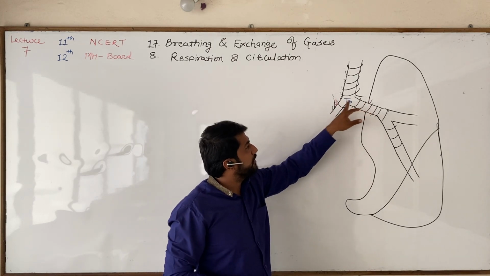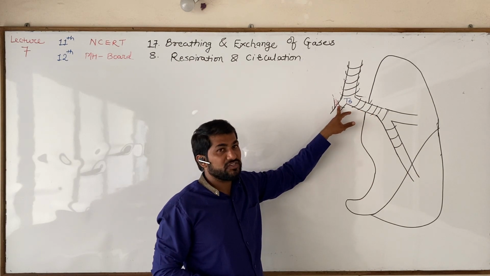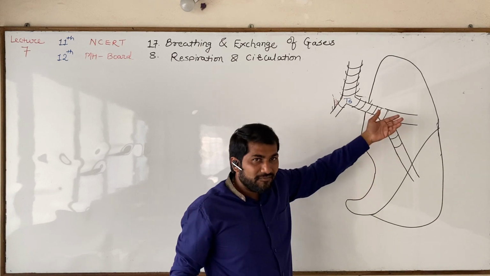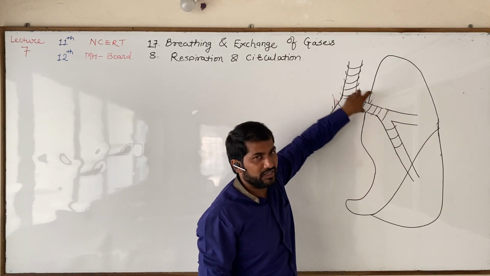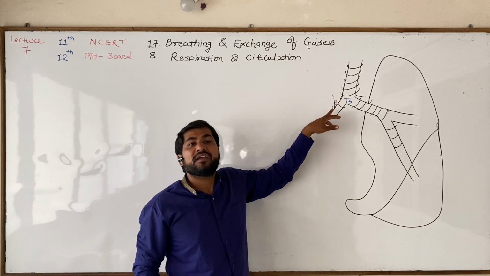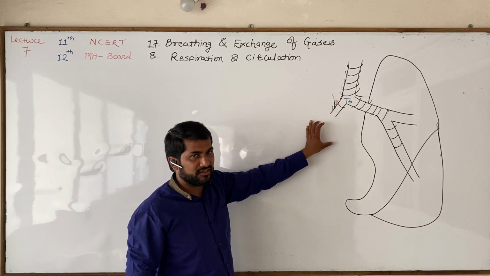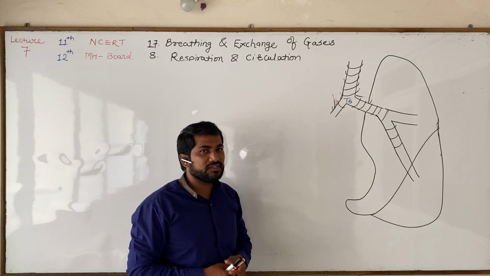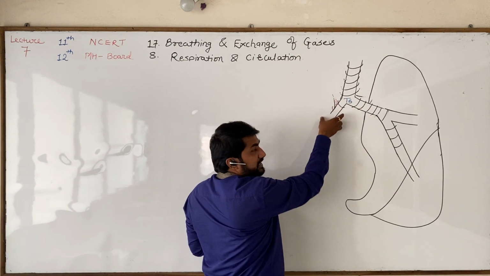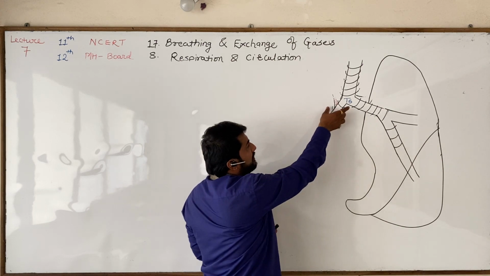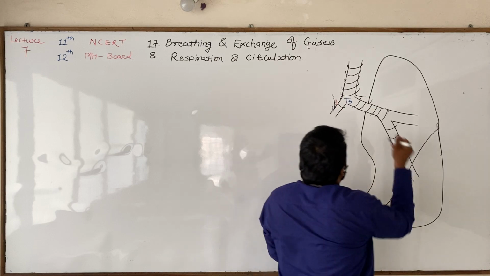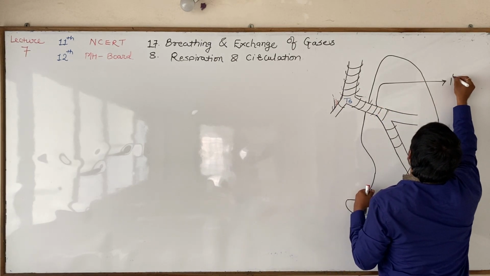The primary bronchus which is entering into the left lung is horizontal, while the primary bronchus which is entering into the right lung is vertical. So while drawing the structures, please pay attention properly. This bronchus which is entering into the right lung will be vertical and this will be horizontal. This is primary bronchus.